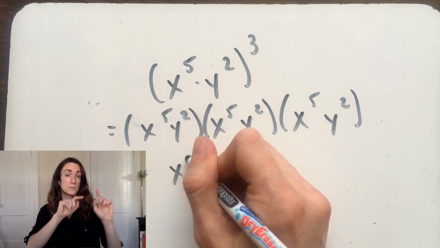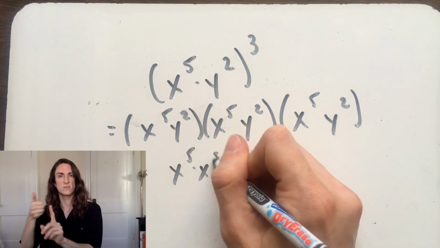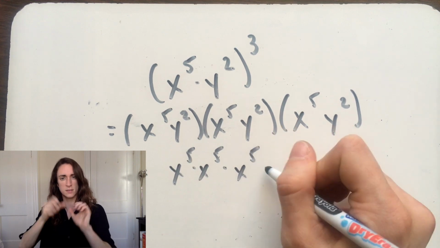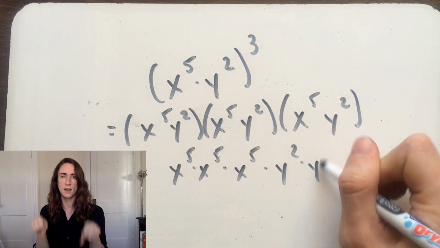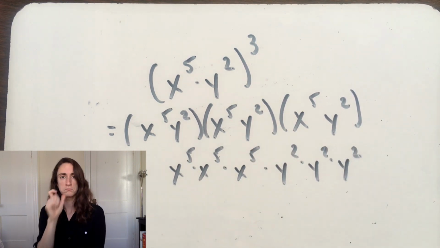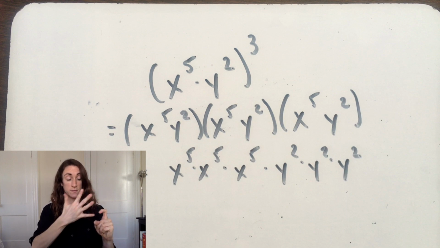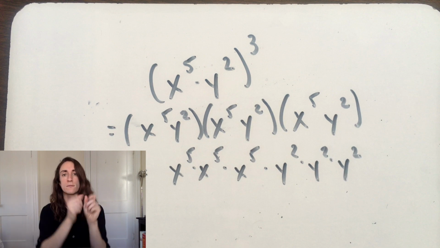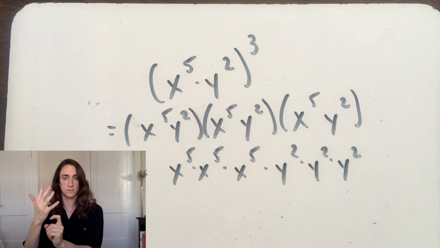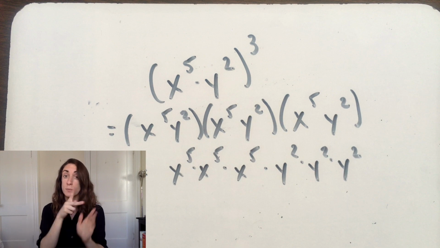Remember that multiplication is commutative, meaning that even though these terms are separated into 3 different quantities, we can really move these 6 terms around freely. That means we can group the 3 x to the 5th terms together and the 3 y squared terms together. Using the multiplication properties of exponents, we can simplify this to x to the 15th times y to the 6th.